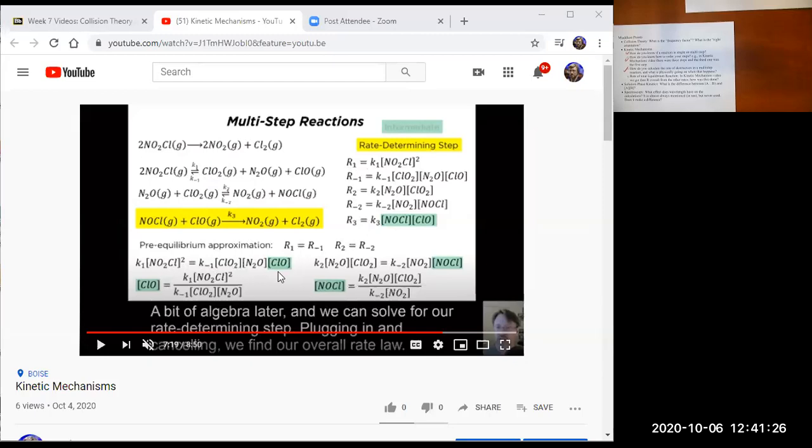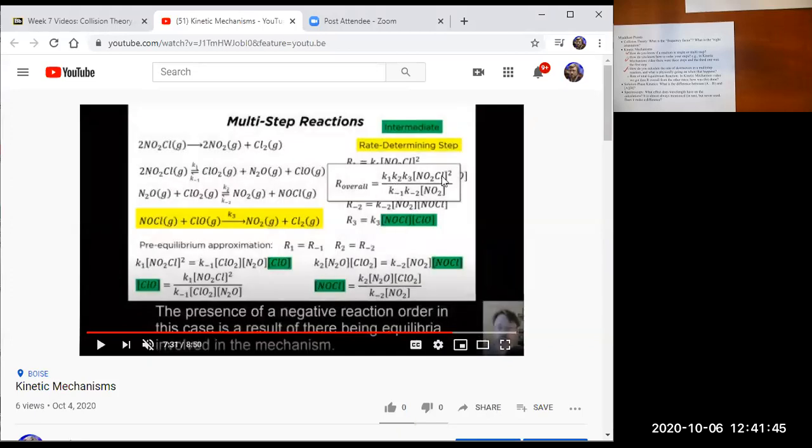We have our intermediate, which we can solve for. We say this rate equals that rate, which is what we say here. We solve for the intermediate, and then we plug them in, and we are able to get the overall reaction rate by plugging in for both of these values that we just found, canceling, and we find a result where there is only the reactants that are listed.